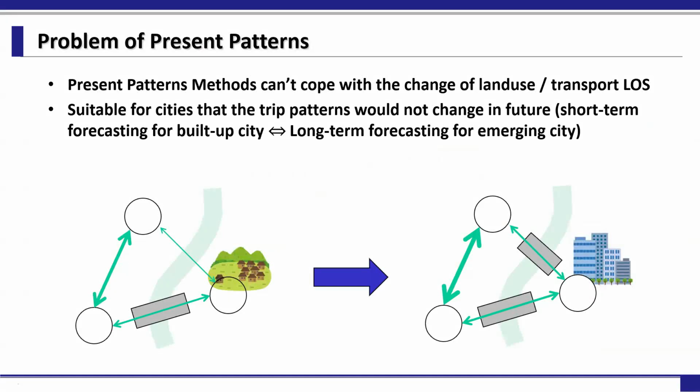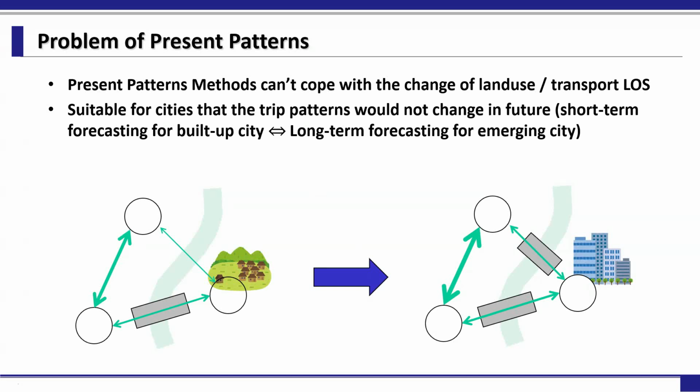The present pattern is easier and more convenient to use. However, there is one problem with present patterns. As I explained, present patterns assume that the current trip pattern will be applied to the future trips. In that case, it can't cope with changes in land use.